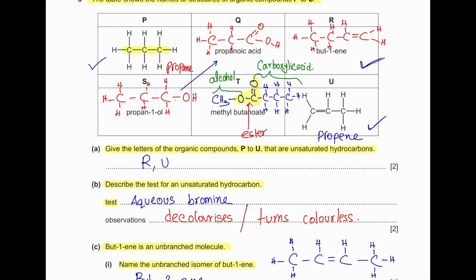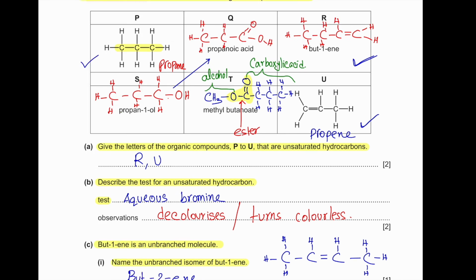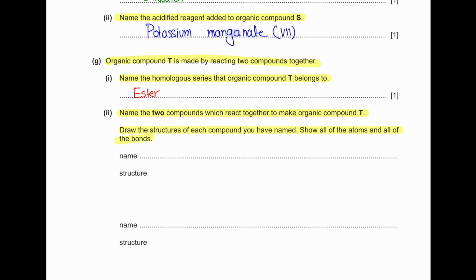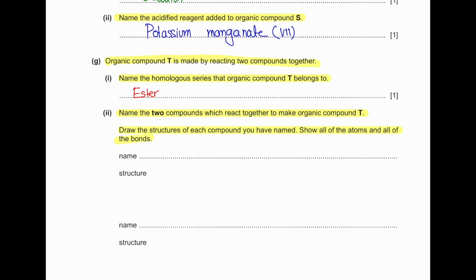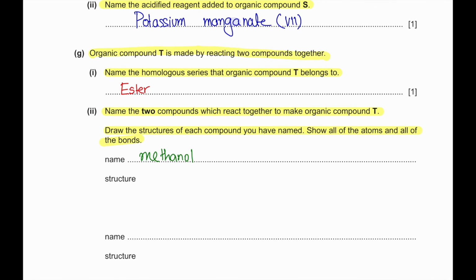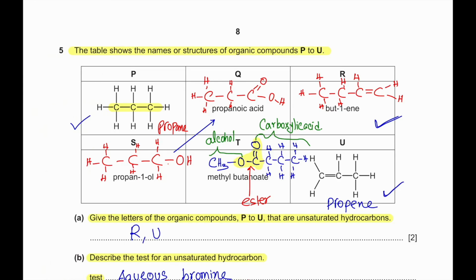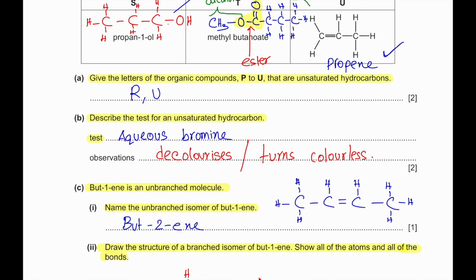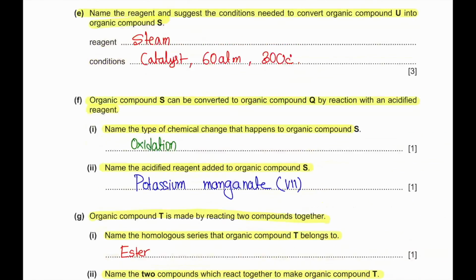So the alcohol will be CH3, so methanol. Name will be methanol. And the structure will be one carbon bonded with 3 hydrogens, which will then be single bonded with O and then H. The other part will be 4 carbons long, butanoate, so it will be butanoic acid.